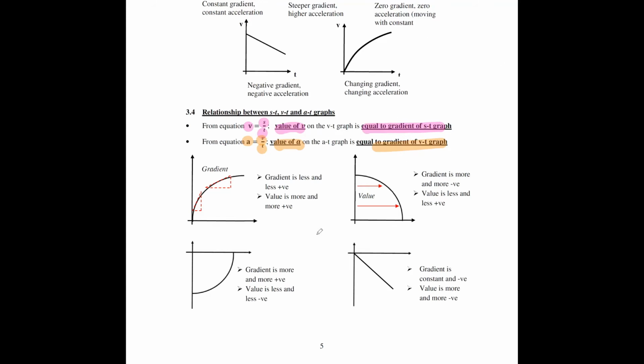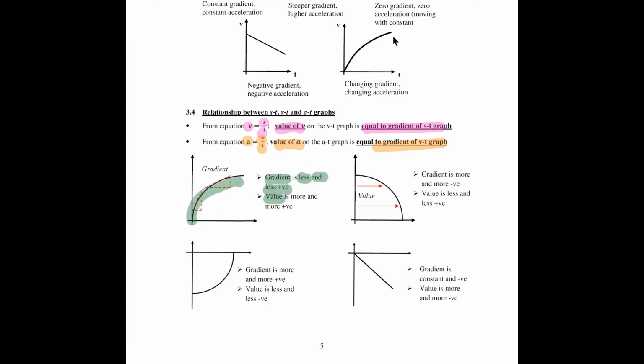Okay, so what do we mean by this? This one will be more in the next example, but before I go through that, let's just look at these four graphs here. Now, I want to describe this graph in terms of two things only: in terms of its gradient and in terms of its value. If I want to describe this first graph in terms of its gradient, I would say that this graph is less and less positive.